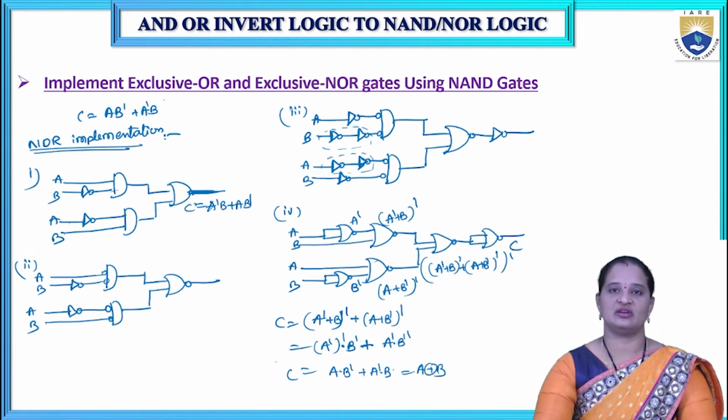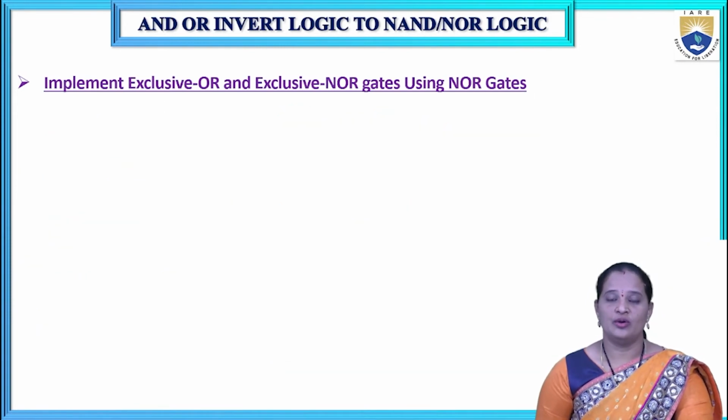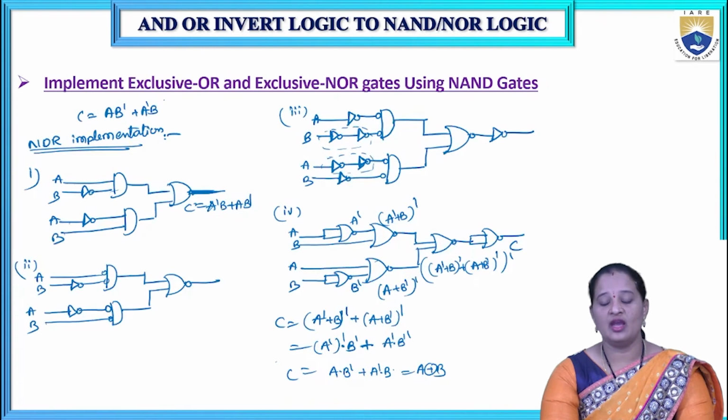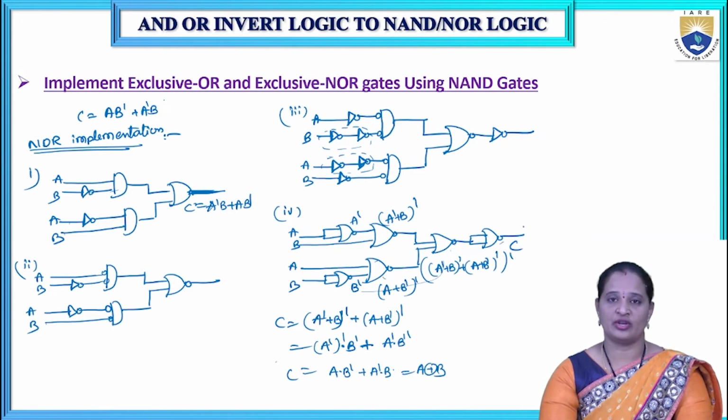So this is the procedure here. I hope it is clear. Now, for implementing the exclusive OR gate using NOR gates, how many gates do I require here? I have to use 1, 2, 3, 4, 5, 6 NOR gates.